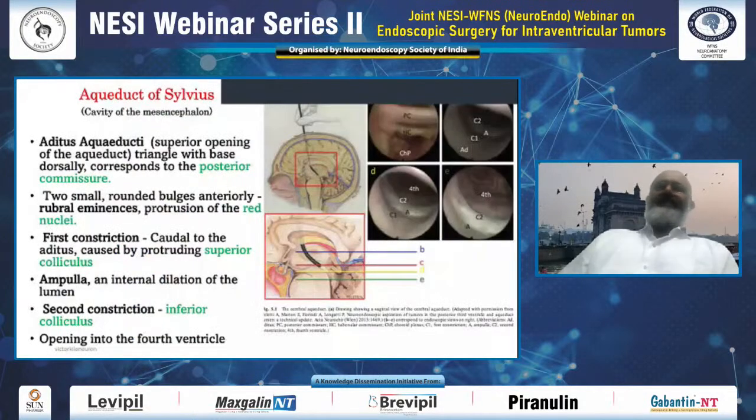Moving on to the cavity of the mesencephalon, the aqueduct of Sylvius. Once you navigate through this, preferably with a flexible endoscope, you have the opening with its base corresponding to the posterior commissure. As you go in further, you have the rubral eminences, which are the protrusion of the red nuclei into the aqueduct. Then you have the first constriction, which corresponds to the superior colliculus, a dilatation, which is an ampulla, and the second constriction, which corresponds to the inferior colliculus, beyond which you enter into the fourth ventricle.